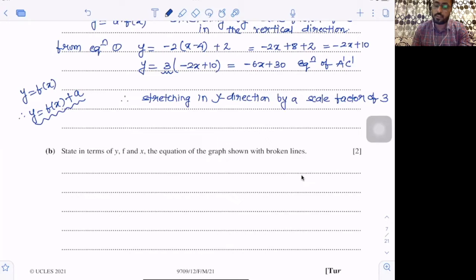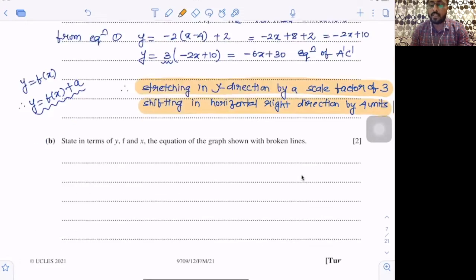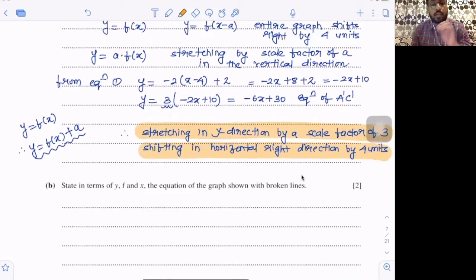And the second transformation is shifting in the horizontal right direction by 4 units. These are your two transformations, students. Stretching in the y direction by a scale factor of 3 and shifting in the horizontal right direction by 4 units. Now, in this entire process, the second question is already solved.